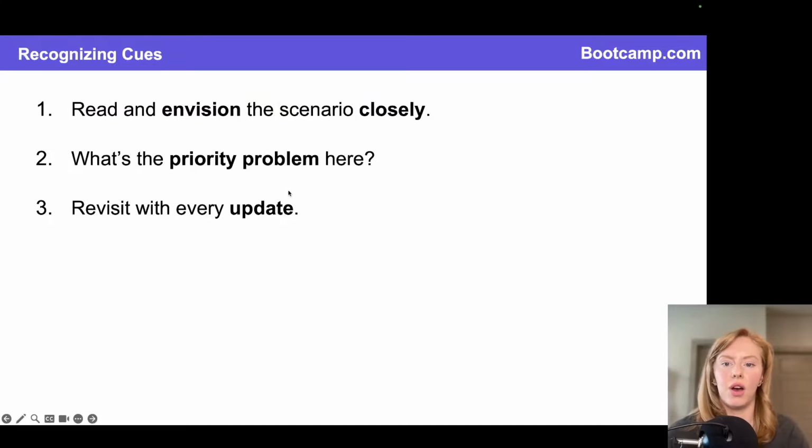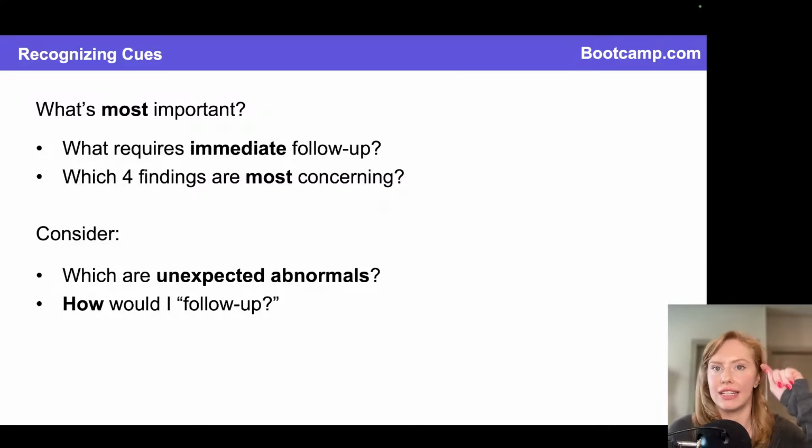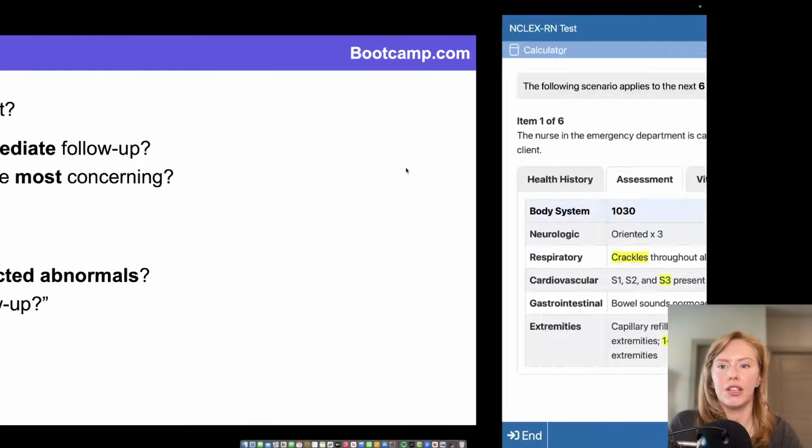So, all right. Now we want to consider what's most important here. You saw there was a lot happening, but there are only a couple things that are most important. And the NCLEX might ask you that as what requires immediate follow-up, or which 2, 3, or 4 findings are most concerning. So as we consider that, try and figure out what are our unexpected abnormals that we're looking for. And if you're being asked about how to follow up and you're not sure, always have in mind how you would follow up. What would it look like if I was going to select this option and follow up on that? So let's keep that in mind.